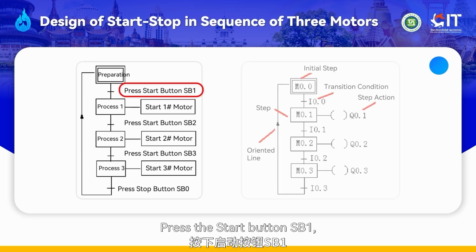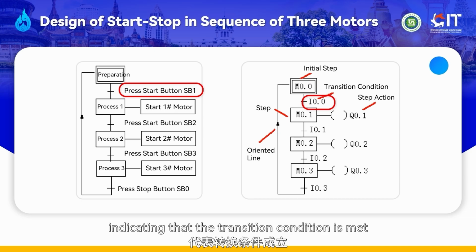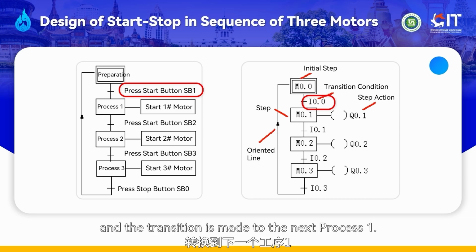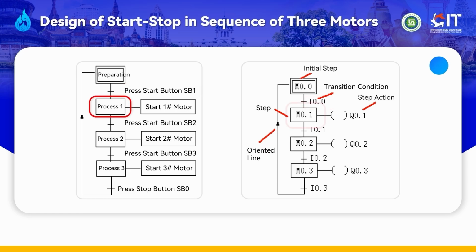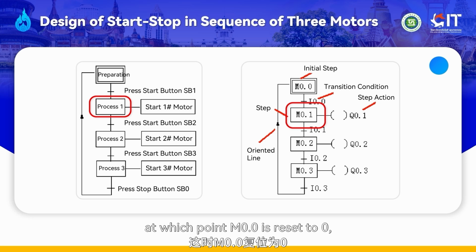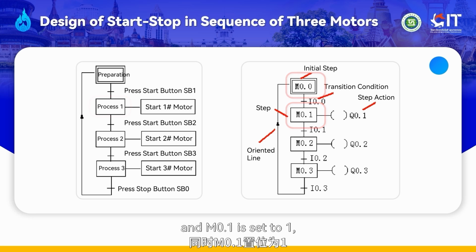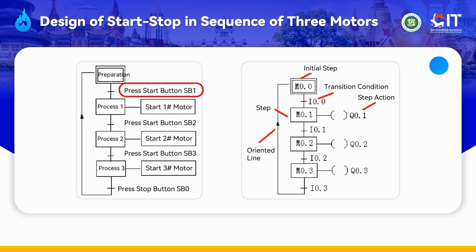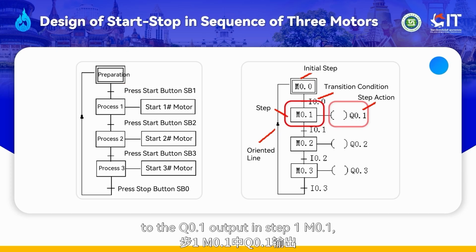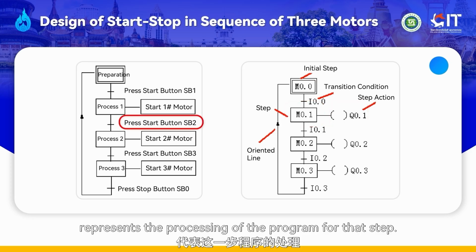Press the start button SB1, which corresponds to I0.0 being connected, indicating that the transition condition is met and the transition is made to the next process 1. Process 1 corresponds to step 1 M0.1, at which point M0.0 is reset to 0, initial step M0.0 is an inactive step, and M0.1 is set to 1, converting step 1 M0.1 to an active step. Starting motor 1 corresponds to the Q0.1 output in step 1 M0.1, and the action or output corresponding to each step represents the processing of the program for that step.